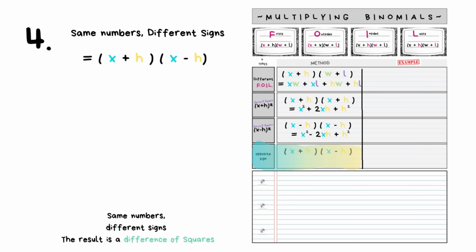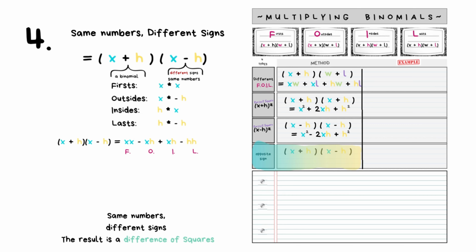When multiplying binomials that have the same numbers but opposite signs in the middle, we do not begin with a perfect square. Let's look at what happens when we FOIL binomials that only differ by opposite signs. First, x times x, which is x squared. Outsides, x times negative h, which is negative xh. Insides, x times h, which is xh. Lasts, h times negative h. Remember, positive times negative is negative. So the last term is negative h squared.